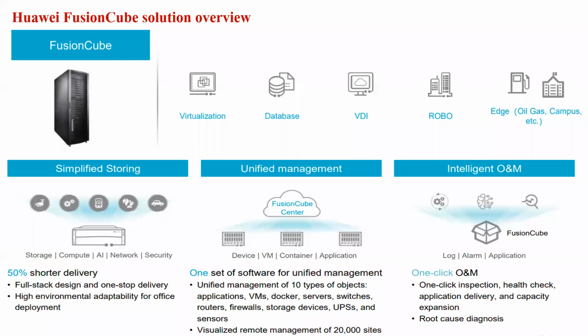What actually is traditional IT infrastructure? In traditional IT infrastructure, we have the external storage device, the SAN switch, the compute resource servers, the network devices and the security devices. FusionCube is replacing the traditional IT infrastructure. With FusionCube, we don't require any SAN switch or external storage device. In traditional infrastructure, we have to log in to separate portals to monitor the SAN switch.